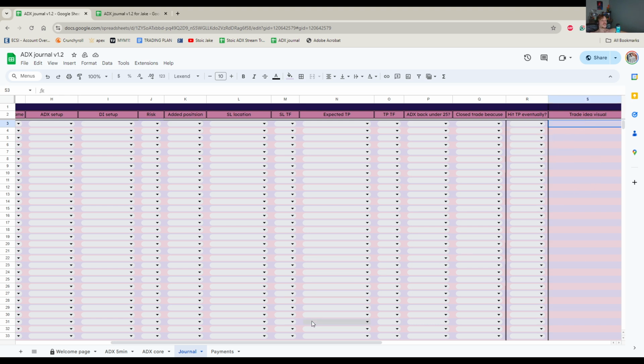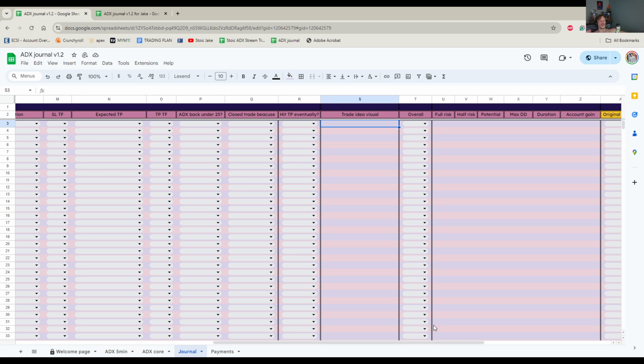Okay. Trade idea visual: you know how you can go to the camera on TradingView and it says copy link? You're going to press that and put it right there in trade idea visual. Overall, was it a W, B, or L? Boom, full risk.